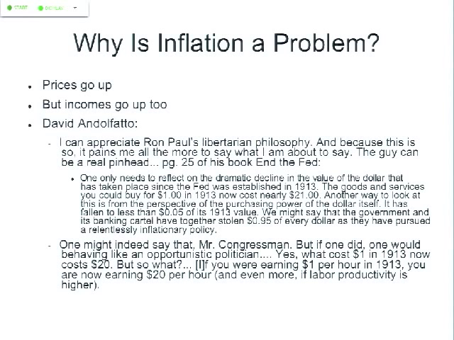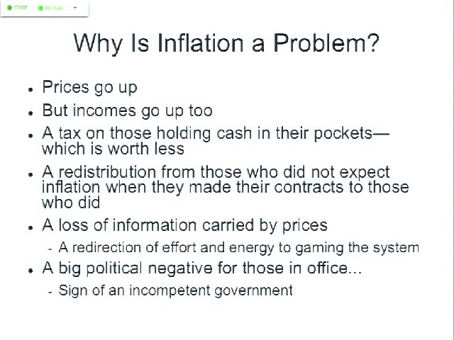Even though prices go up and incomes go up too, not all prices and incomes go up evenly. For one thing, if you're holding dollars in your pocket or in a no-interest bank account, inflation is a clear loss to you because the dollar in your pocket actually buys less. Inflation is thus a sneaky and underhanded way for the government to impose a tax on all of the cash that you have in your wallet. Inflation's also a big redistribution. A redistribution from those who did not expect inflation back when they made their contracts to those who did expect inflation when they made their contracts, and who as a result incorporated inflation allowances or inflation indexation into the bargains that they made.